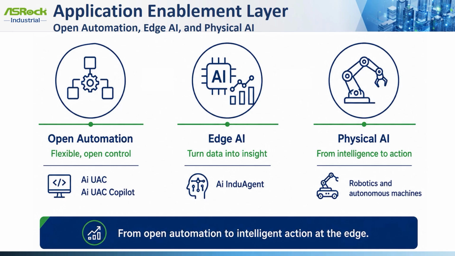So far, we have focused on how to operate and protect edge systems. Now, let's move to the application enablement layer. This is where customers build new value on top of the platform. We see three main directions.